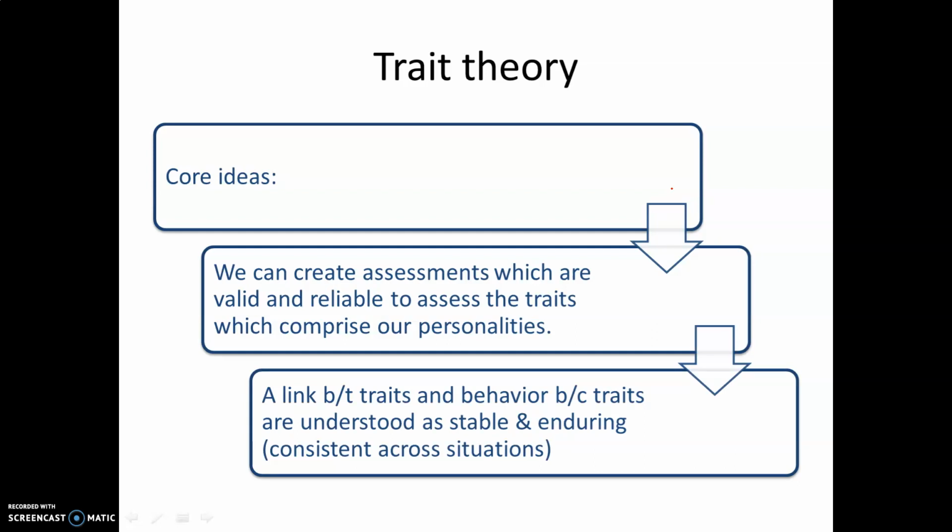The other one, which gets challenged by the situationists, is that there's a link between traits and behavior. The trait theorists believe that our traits, especially in adulthood, are pretty stable and pretty enduring. Now, there are a few exceptions to that, which you should get into in your book. And because they're stable and enduring, they're consistent across situations. And of course, the person-situation controversy will challenge this.